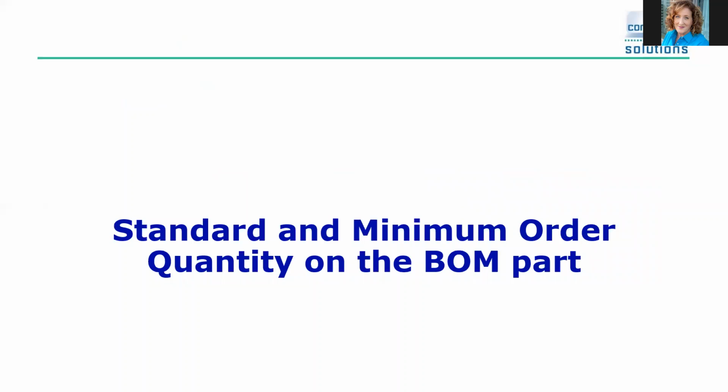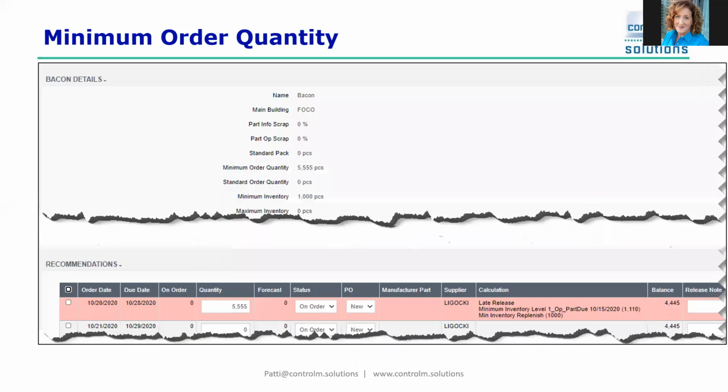So when we talk about the recommendation screen, we can also add things like standard order quantity and min order quantity. So let's see how they add some fun there. I added a 5,555 min order quantity onto this part. Note it's at the part, not at the supplier. This means I can't purchase fewer than 5,555 of these at a time, no matter who I buy from. Be careful with this if you use then more than one supplier or if you really aren't forced at this minimum.